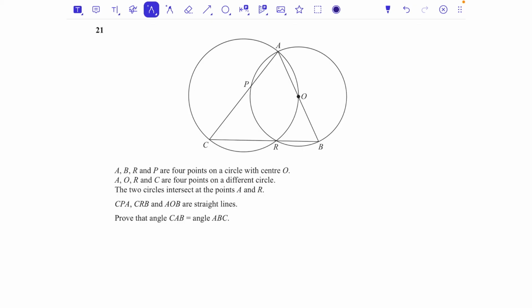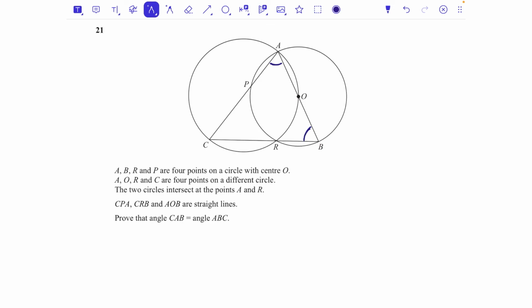Okay, last but not least, question number 21. A, B, R and P are 4 points on a circle with centre O. A, O, R and C are 4 points on a different circle. The two circles intersect at the points A and R. CPA, CRB and AOB are straight lines. Prove that angle CAB, so that's this one up here, and angle ABC are equal, so that's that one down there. Okay, what can I do first?